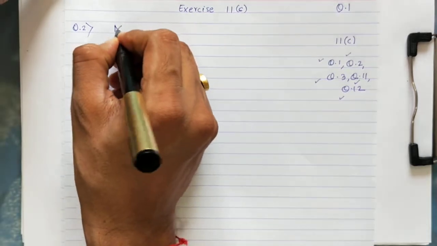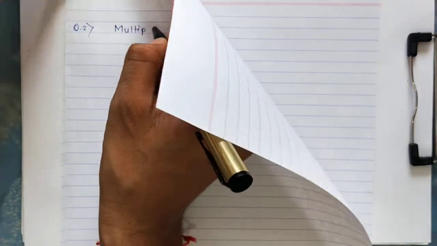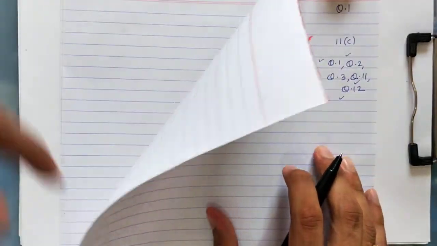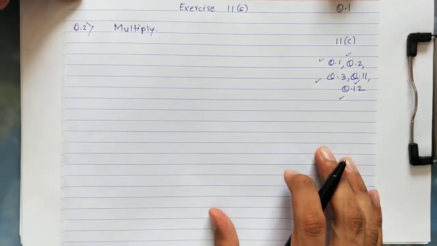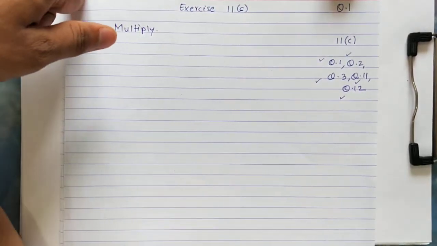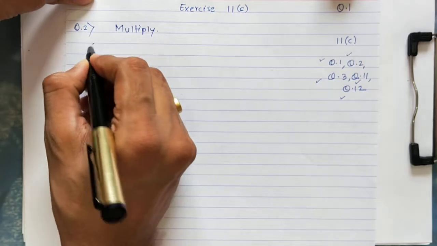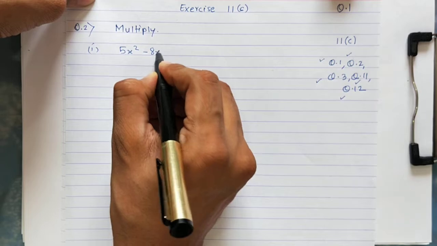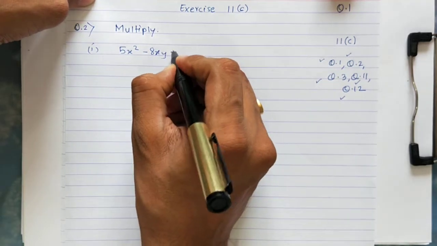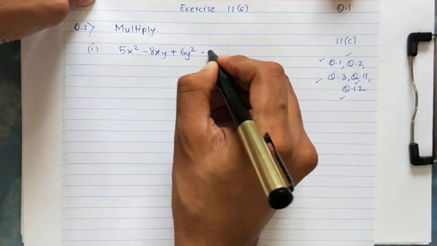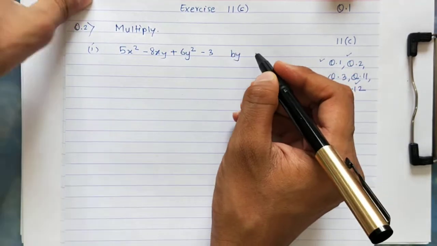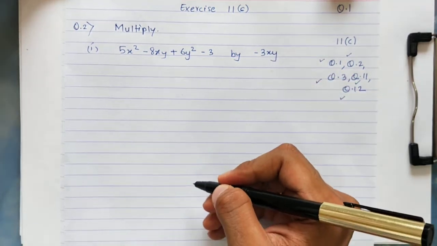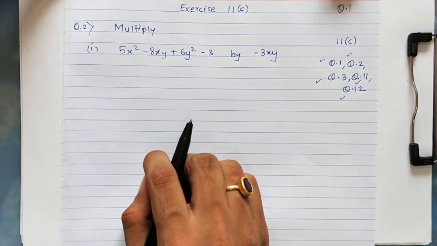Question number 2 is again multiply, but this time we have bigger numbers to multiply. The expression is, first we have to multiply 5x square minus 8xy plus 6y square minus 3 by minus 3xy. Okay, we have to multiply this with minus 3xy.